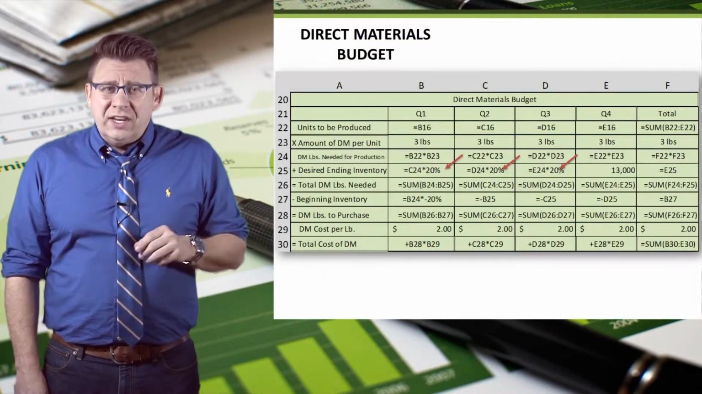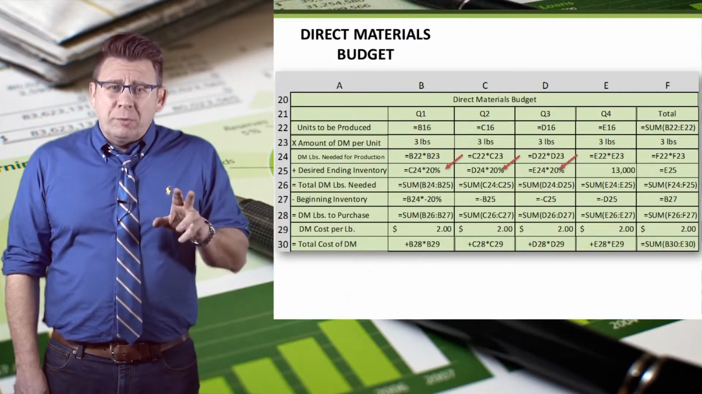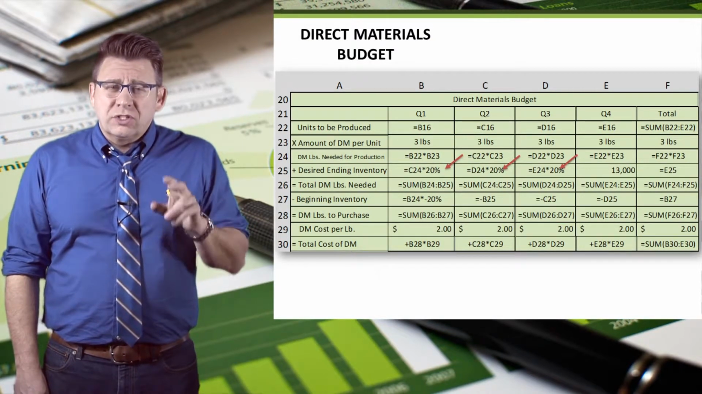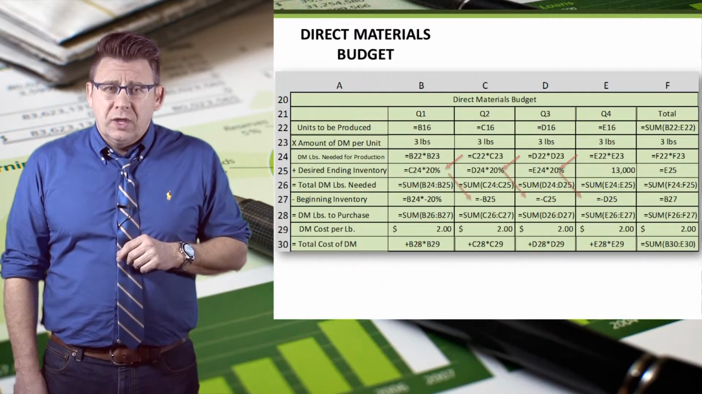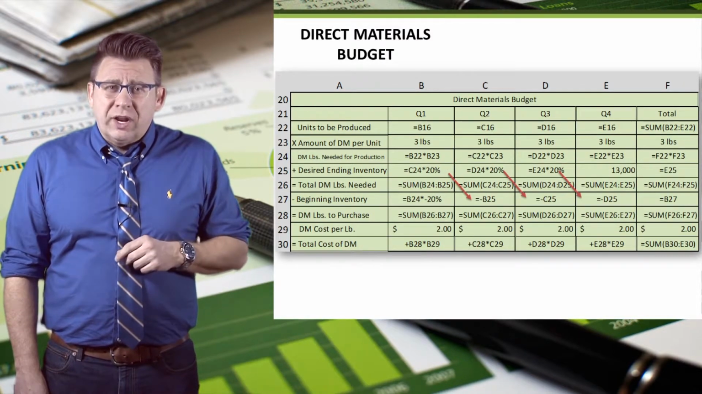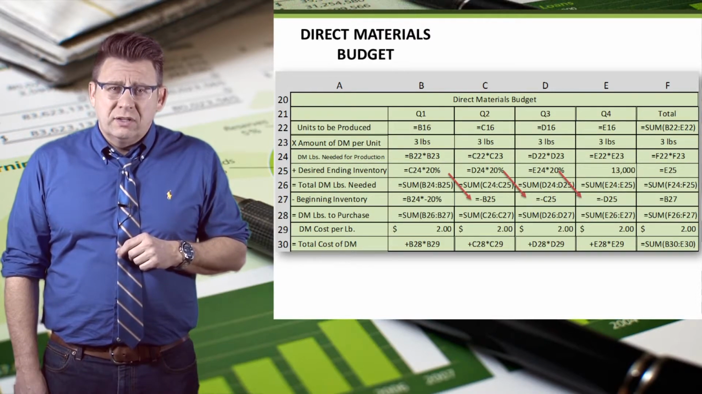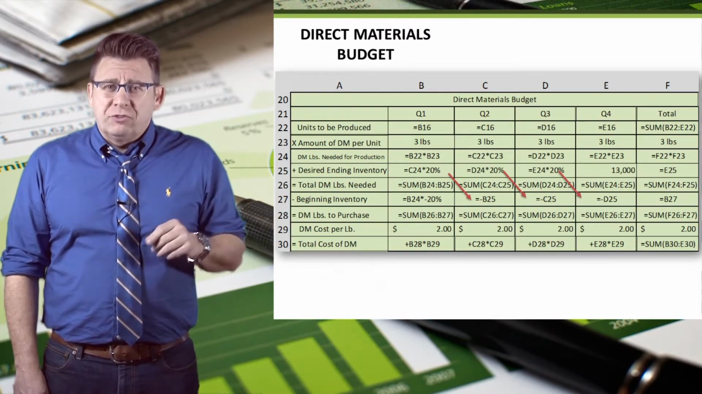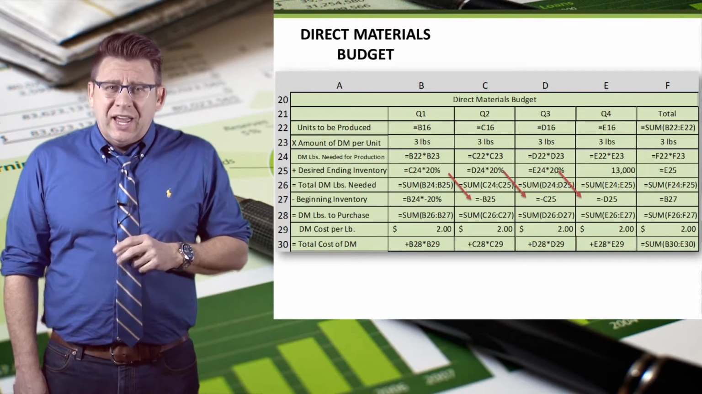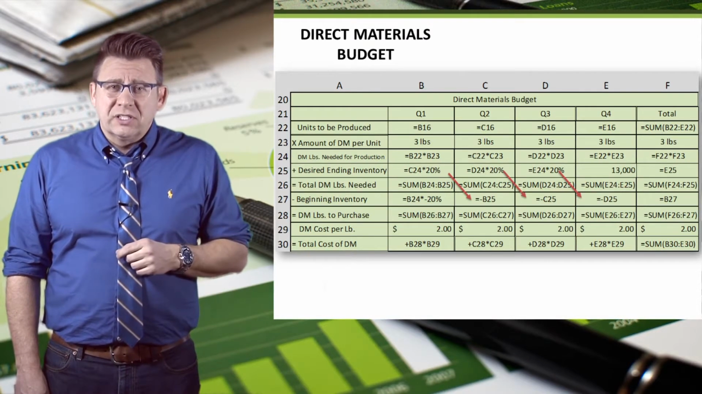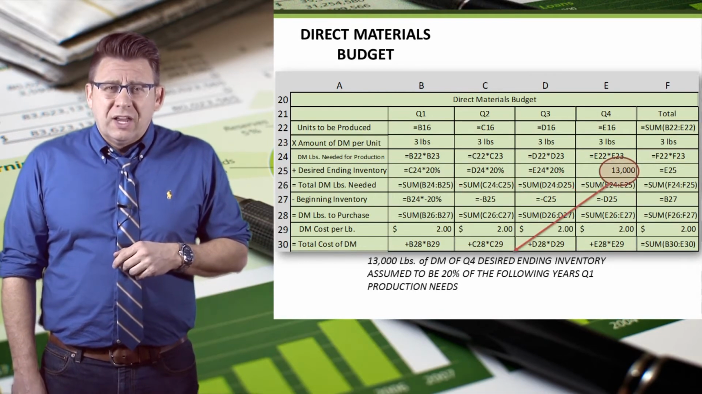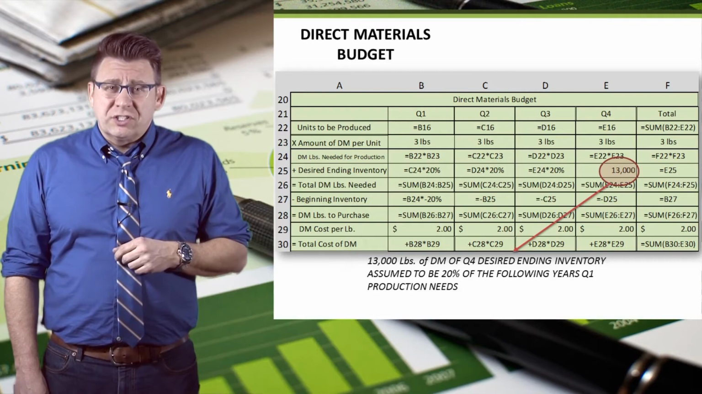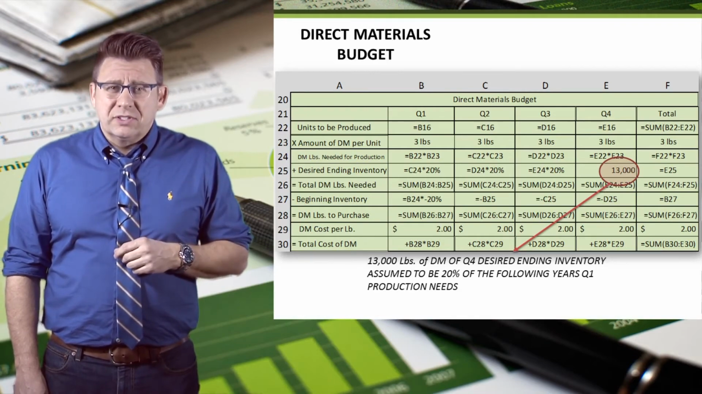Then the desired ending inventory can be a formula based on the next quarter's pounds of direct materials needed for production. Beginning inventory can be a cell linked to the prior month's ending inventory. Total pounds of direct materials to be purchased and total cost of direct materials can both be formulas as I've shown here. Finally, some of the numbers are just assumed because I want to keep the examples straightforward.